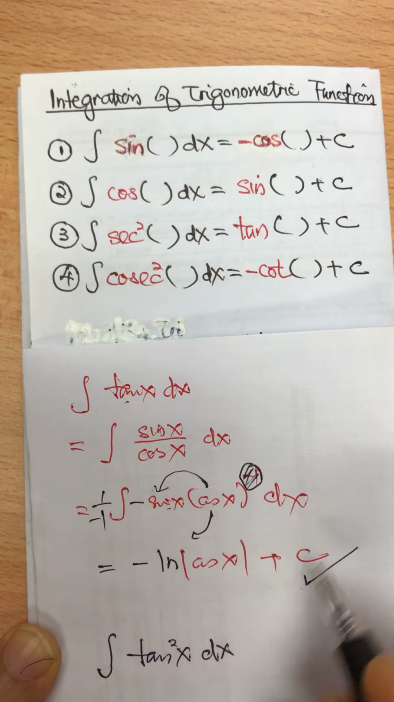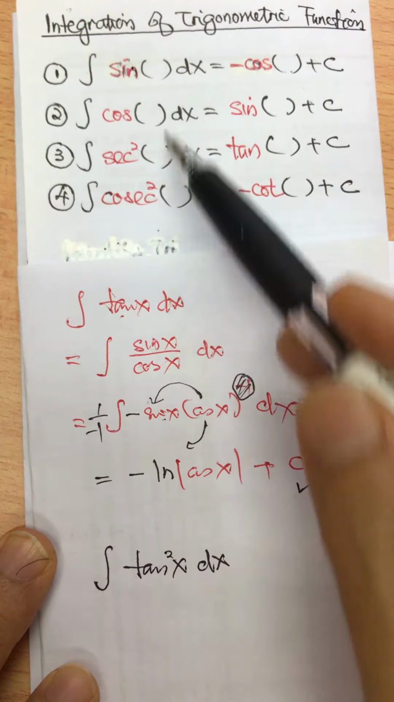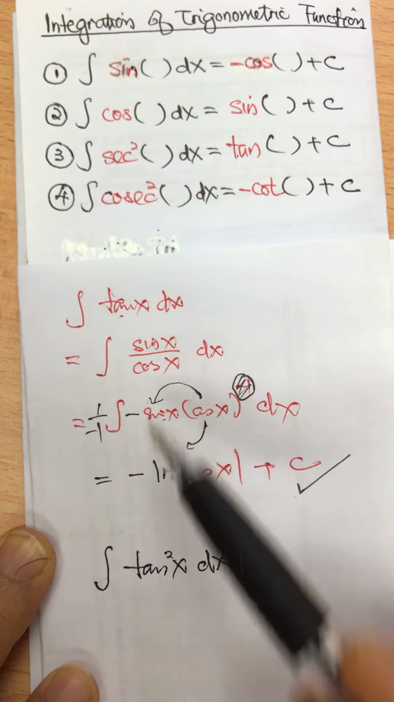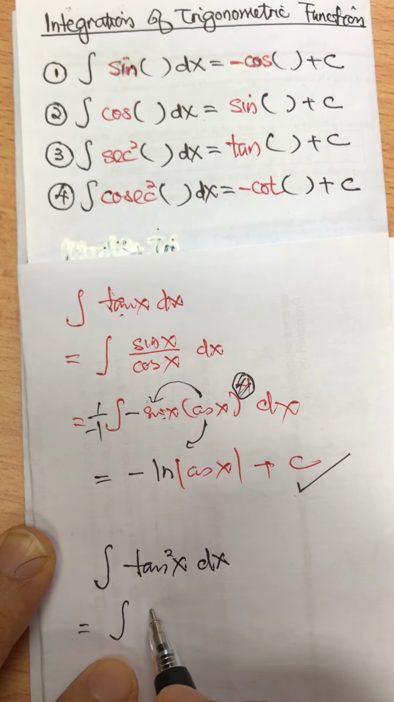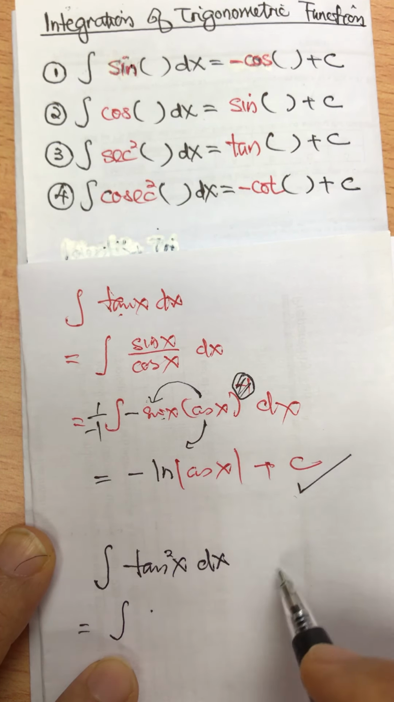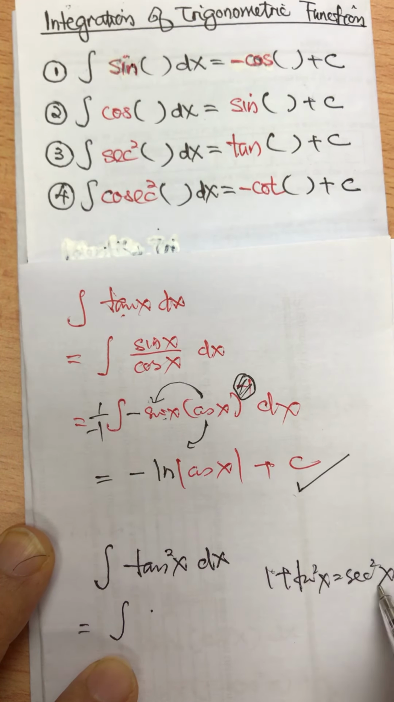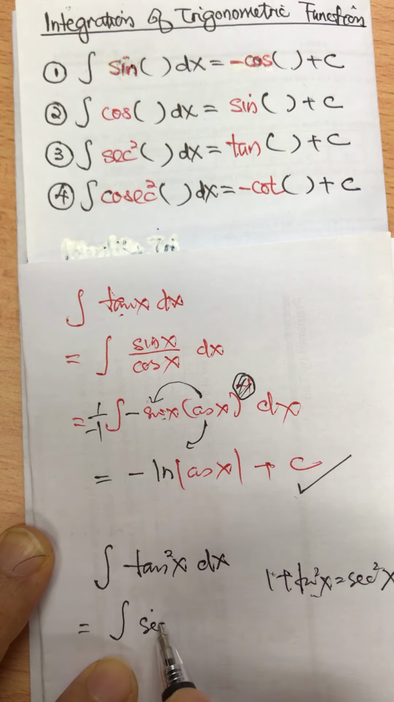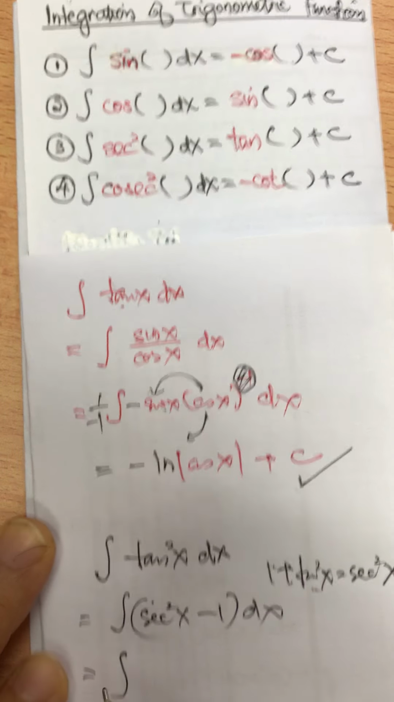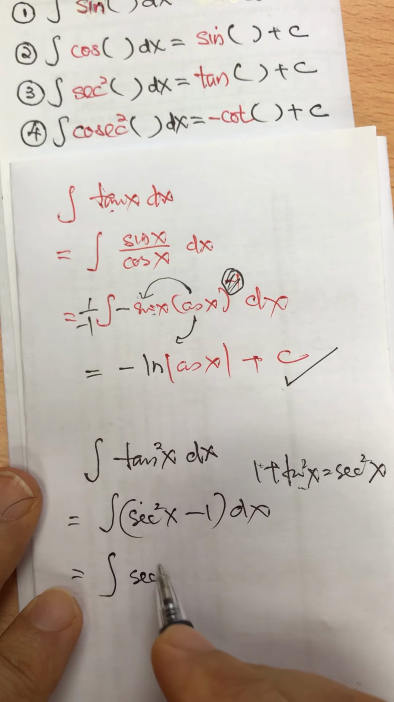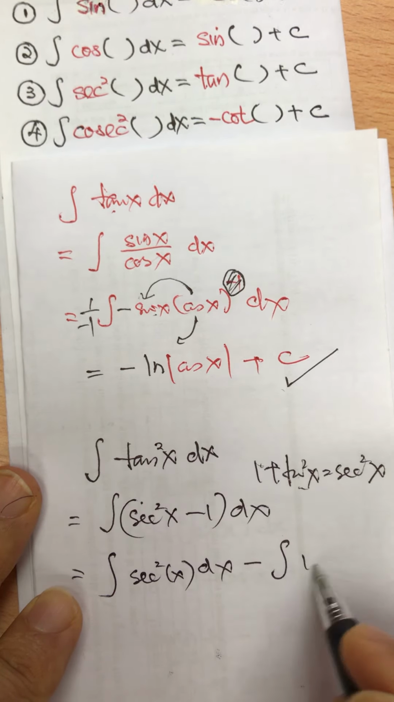How to integrate tangent square? Again, tangent square is not here, but we have secant square and cosecant square. So for tangent square, we can use the identity 1 plus tangent square x is equal to secant square x. So tangent square x is secant square x minus 1 dx. That means here we integrate the secant square, and here we integrate the 1.